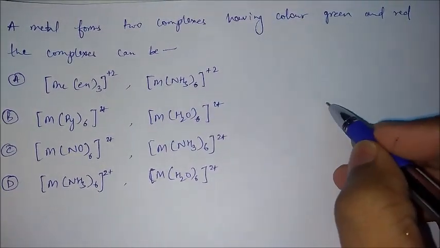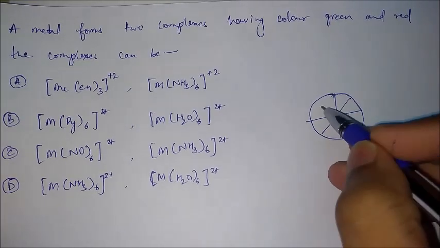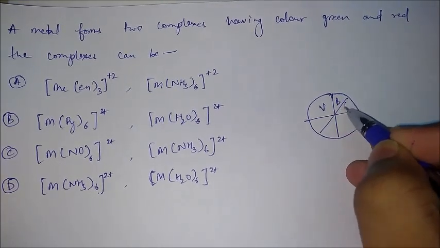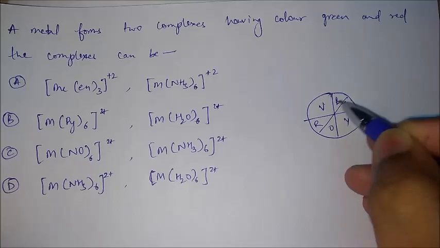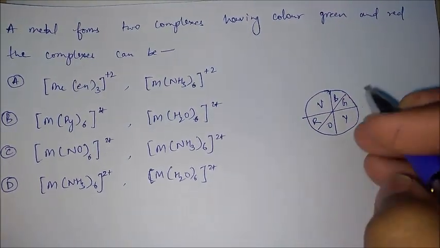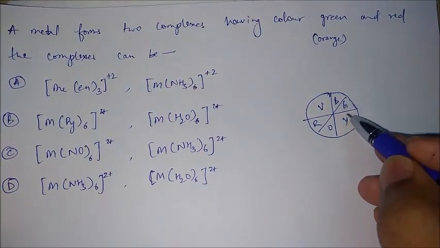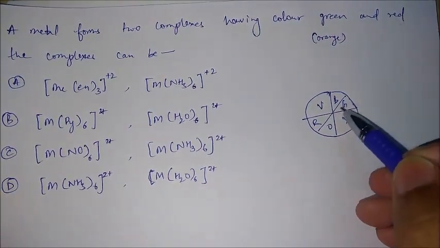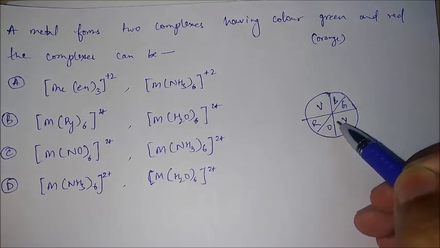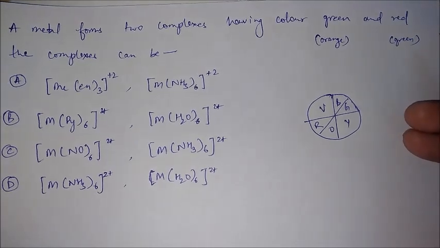So for this, first of all, what you have to do is quickly draw this color wheel. VBGYOR. Just like that. Now since it is having color green, that means this one is absorbing orange color, and the next one is red, so that means it is absorbing green color. So this is how they are absorbing.